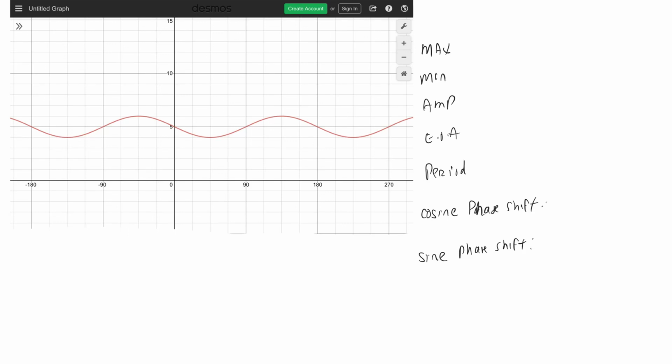So we're just going to go through a couple more examples, and I think right now is a good time to pause the video and see whether you can answer the max, the min, the amplitude, see if you can answer some of these questions.